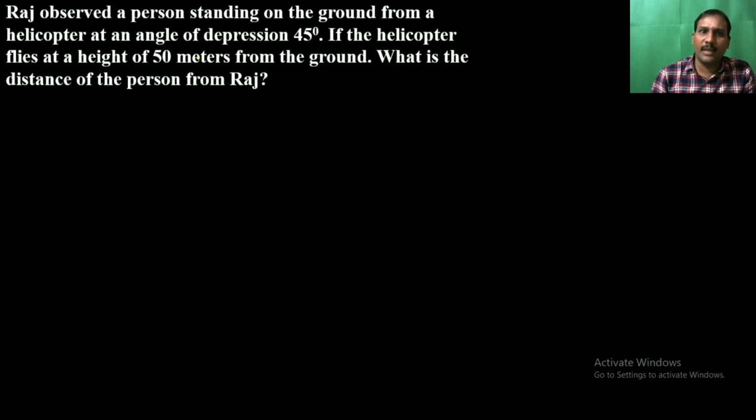Raj observed a person standing on the ground from a helicopter at an angle of depression 45 degrees. If the helicopter flies at a height of 50 meters from the ground, what is the distance of the person from Raj? Now there is a person, his name is Raj.